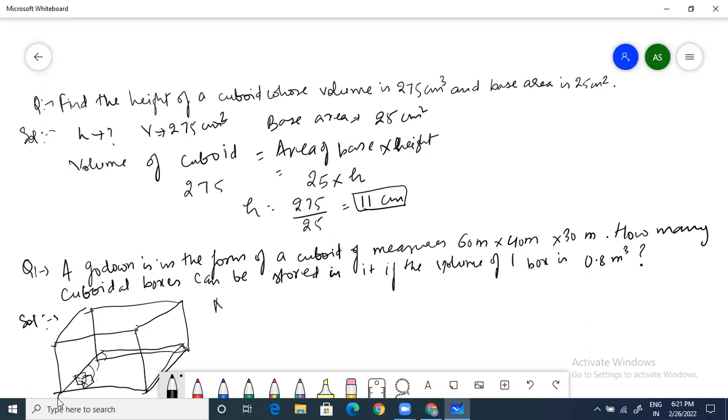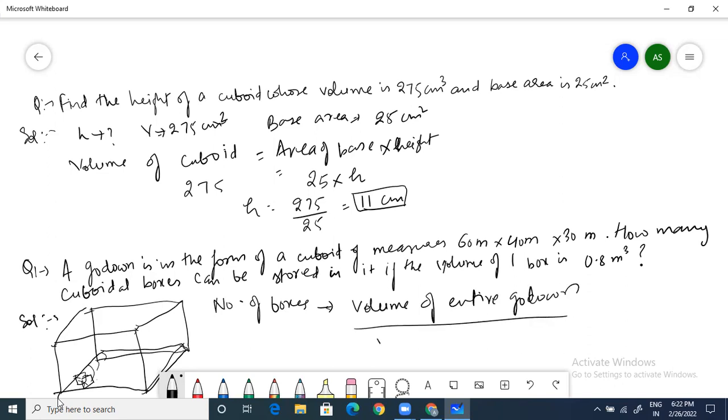You have to find out the number of boxes. In this case it will be equal to the volume of the entire godown, which is the bigger godown, divided by the volume of one box. That is it. The same concept which we applied for tiles, we have to apply here also for volume, because the logic is the same. We have to fill the entire room with those boxes. So if we know the volume of the entire room and of one box, we can easily find out how many boxes can be put in there. Does that make sense?